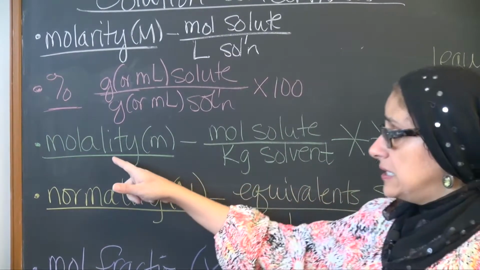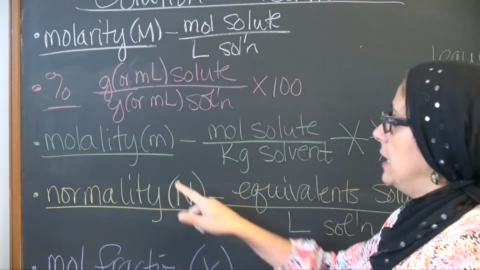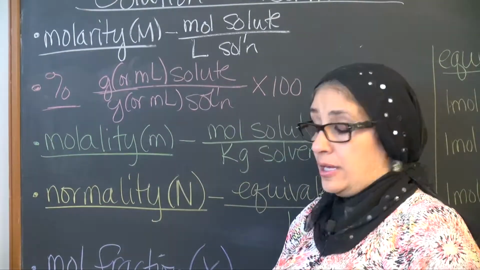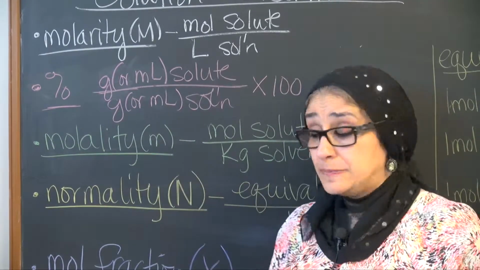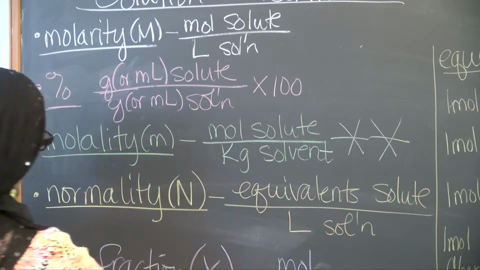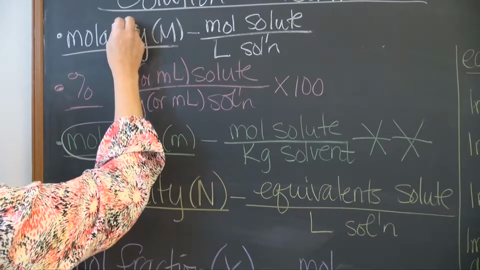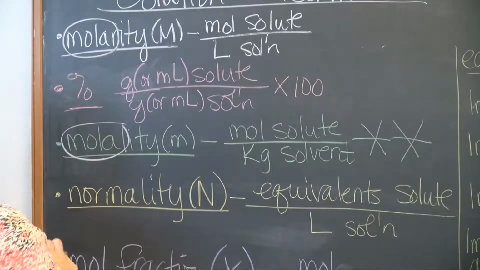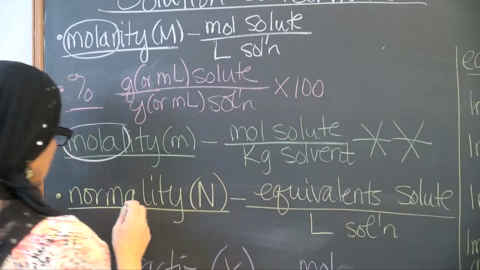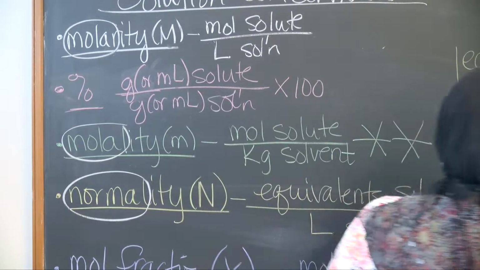Now, molality is a concentration unit that is temperature independent. It is symbolized by lowercase m. When you see lowercase m, you read it as molal, just like the capital M is read as molar, right? And the next one will be normal. Okay, so now we have them all stated.